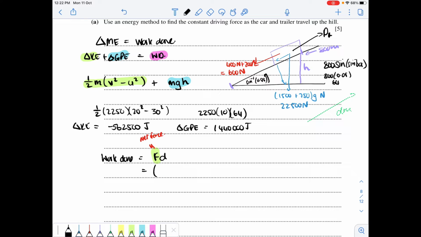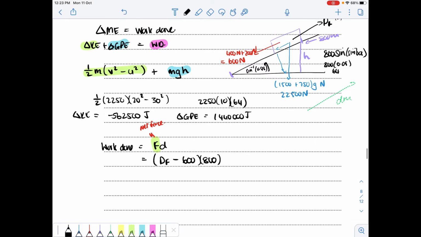So the driving force is unknown. It's what we're trying to solve. It's acting in the direction of motion, and acting against the direction of motion is the friction force of 600 newtons. And both of these forces are acting for 800 meters. So we could consider their work done individually, or we can just take the net force and multiply it by the distance the force has moved.